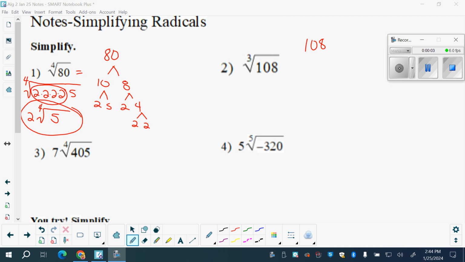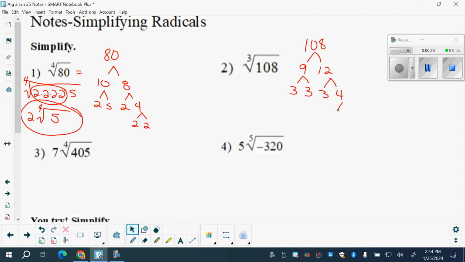So what's the number that goes into 108? Nine times 12. And so 9, it would be 3 times 3, and then 3 times 4. Could you have picked other numbers there than 9 and 12 and still gotten the same numbers down here? Yeah, absolutely. As long as you didn't make a mistake, you would get the same numbers.